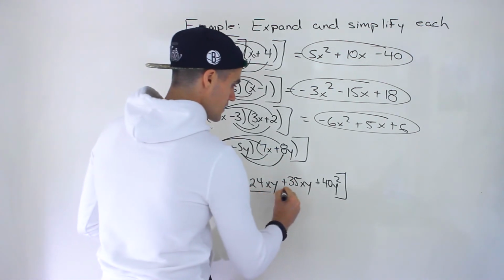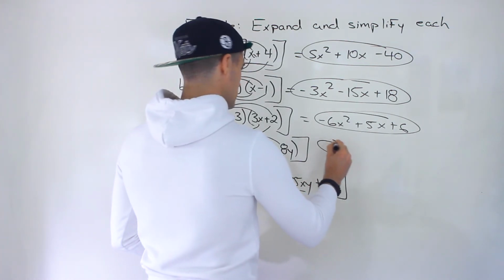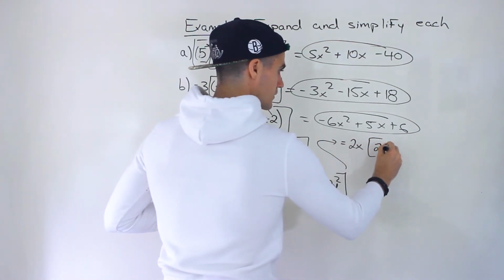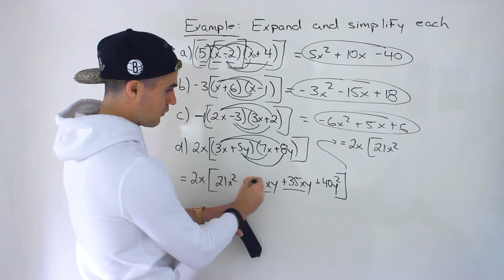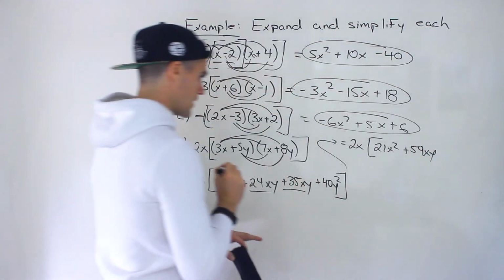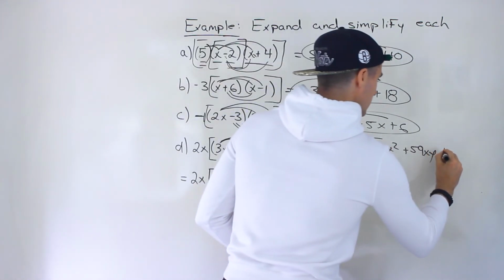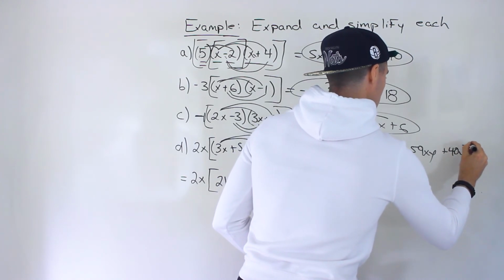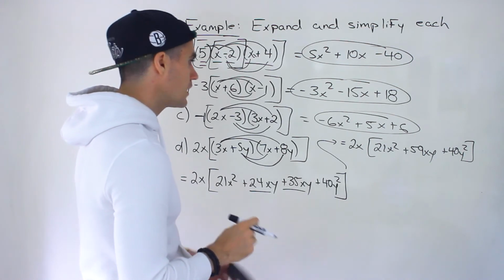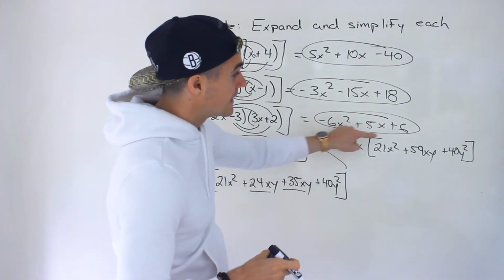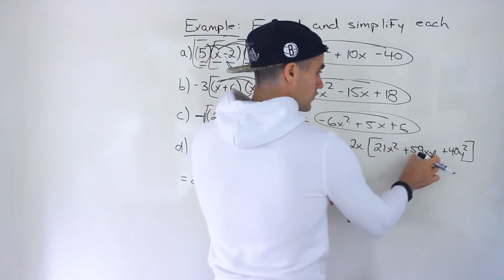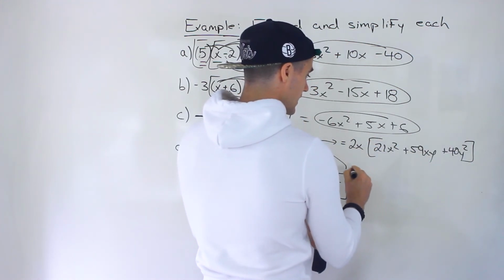Then from here, notice that this and this are like terms. So continuing this over here, we still got the 2x on the outside, 21x squared. These two are like terms, so 24 plus 35 would give us what, 59? xy like that, plus the 40y squared, like that. Okay, and then from here, what we got to do is we got to take this 2x and distribute it into the bracket. So this one, not only are we working with bigger numbers here, but we also have this variable. So just again, be very careful.